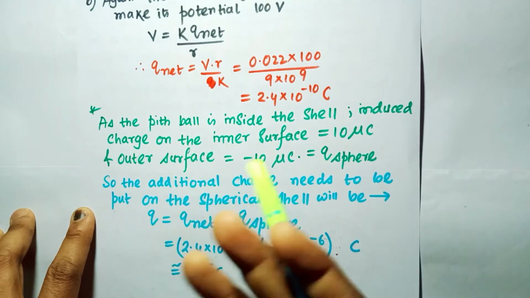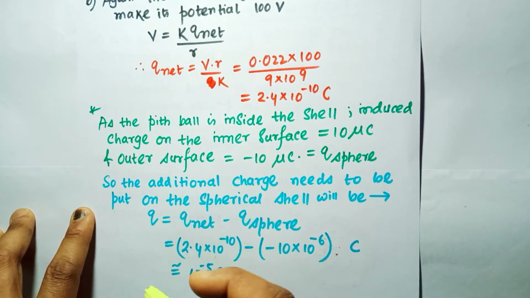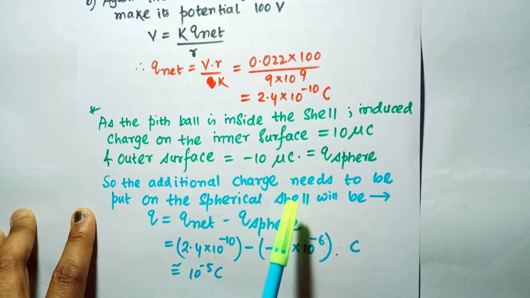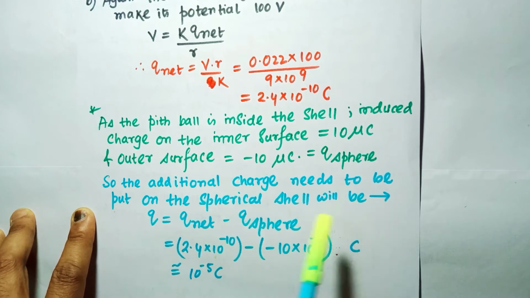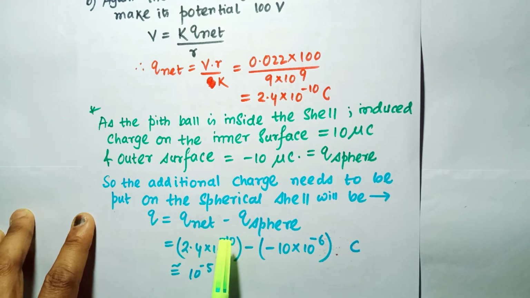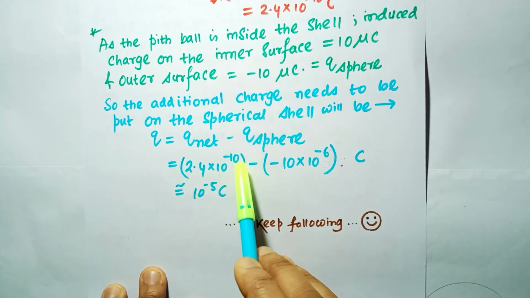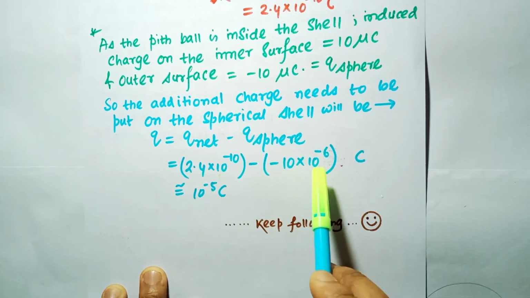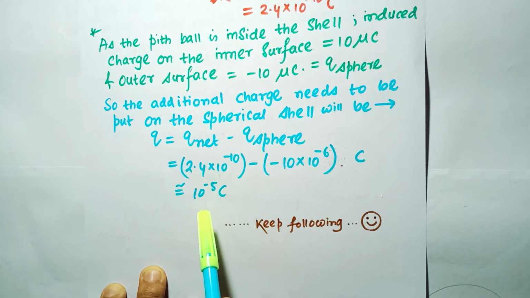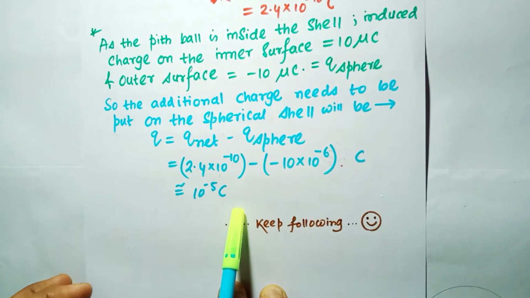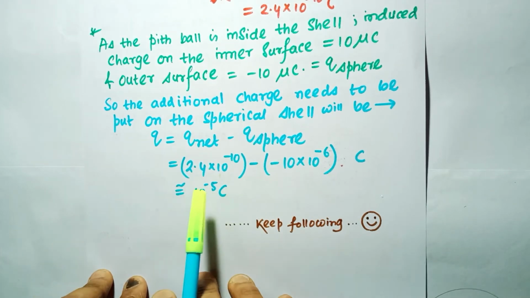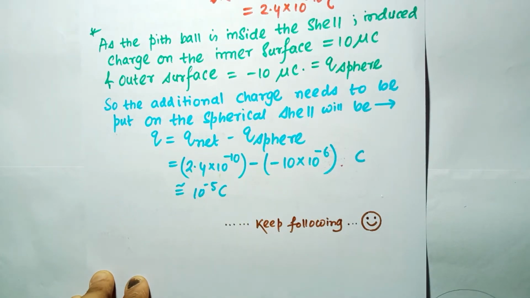So how much additional charge do I need to put on the spherical shell? The additional charge to be put on the spherical shell will be Q is equal to Q net minus Q sphere. That is 2.4 times 10 to the minus 10 minus of minus 10 microcoulomb. So it comes out to be around 10 to the minus 5 coulomb. So this is the additional charge I need to put on the spherical shell to get the potential of 100 volt on the surface of the spherical shell.